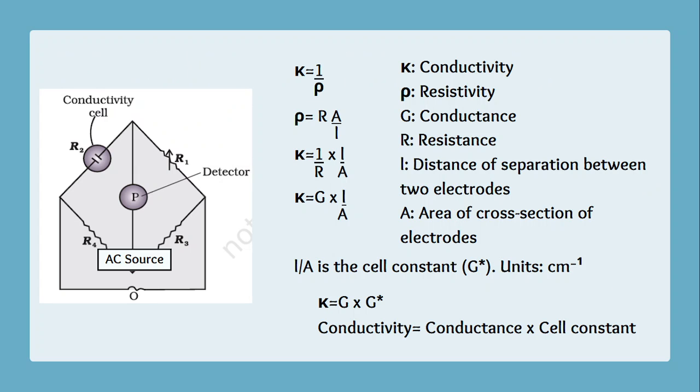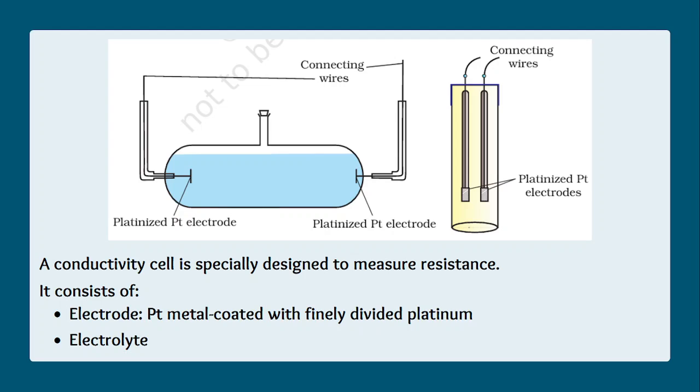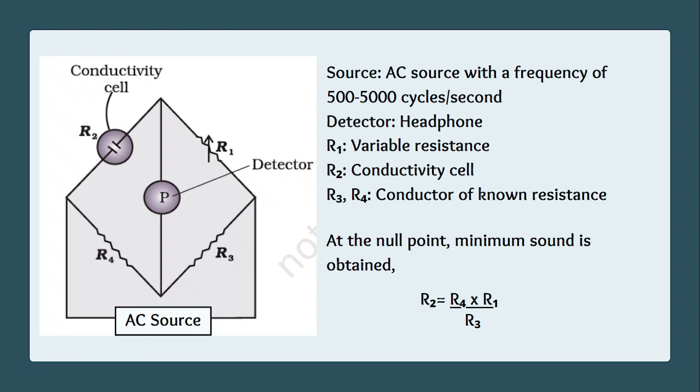So we started with figuring out a solution to the second problem that we had, which was we could not connect an electrolyte to a Wheatstone bridge. That's very difficult. So instead, what we do is we use a conductivity cell. The conductivity cell consists of 2 electrodes and the electrolyte, right? The electrodes are made of platinum, which is coated with finely divided platinum, also called platinum black. When we connect it to the Wheatstone bridge at the null point, we're able to calculate the resistance of the conductivity cell.